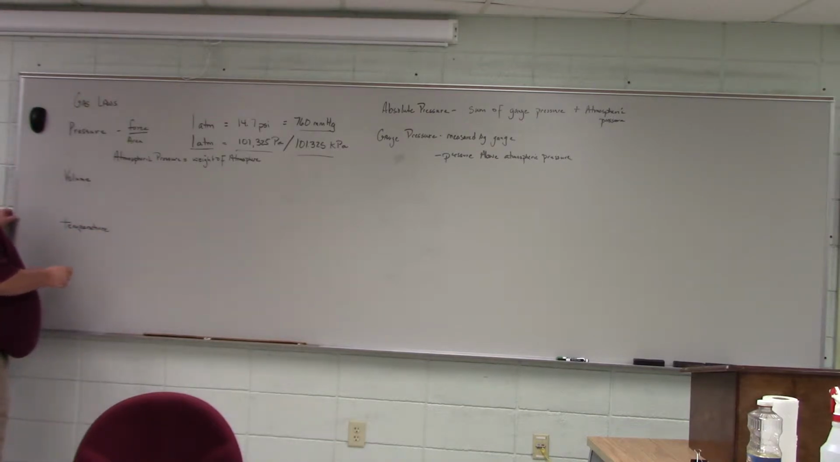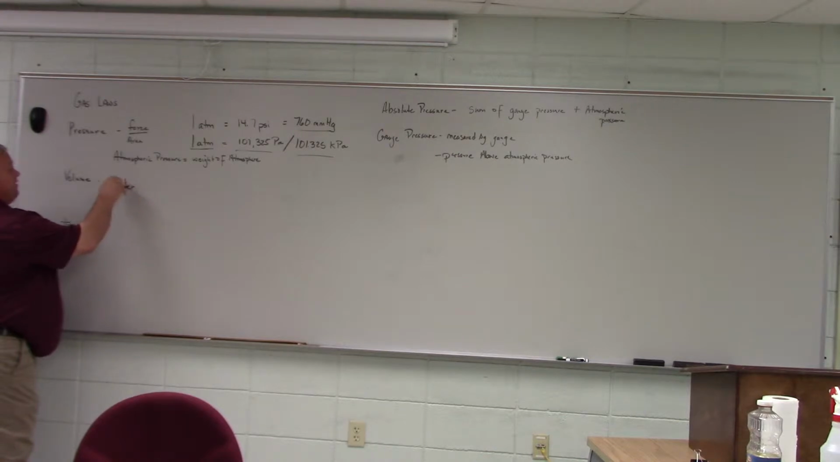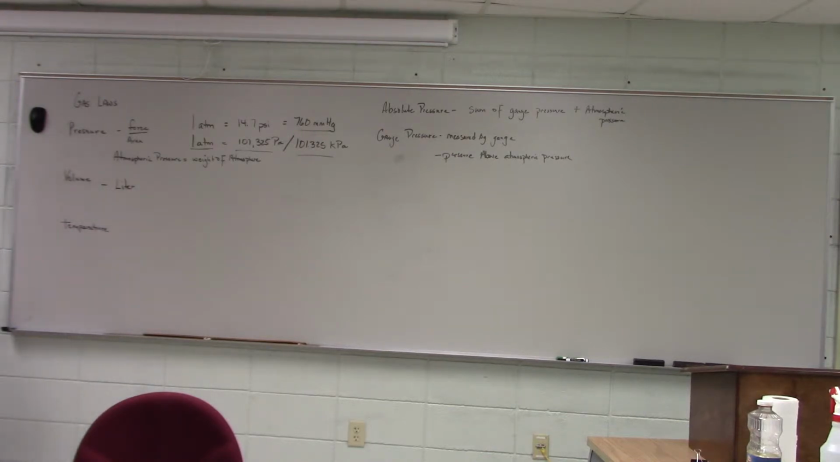Now, volume. Generally with gases, we use the liter for volume, okay? When we talk about solids or liquids, we talk about densities in terms of grams per milliliter or grams per cubic centimeter. When we talk about air, or any other gases, we generally talk about masses and densities in terms of grams per liter, because air is not as dense as a solid or a liquid.